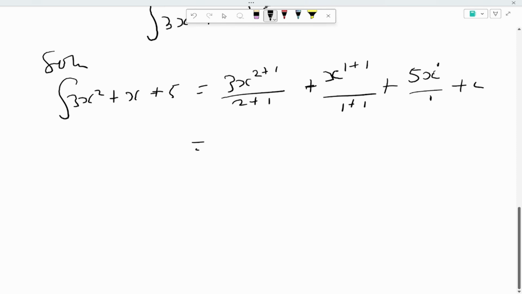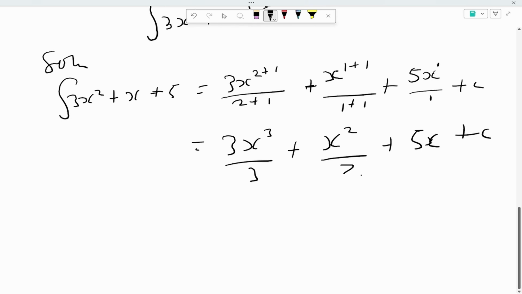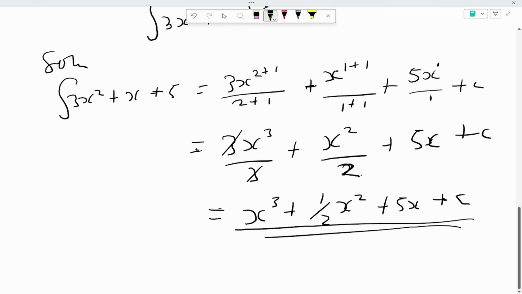You understand? So at the end of the day, you have 3x raised to power 3 all over 3 plus x raised to power 2 all over 2 plus 5x plus c. Okay, this is what you get. So from here, it is quite simple. 3 will take away 3. So what you have now is x raised to power 3 plus 1 over 2 x raised to power 2 plus 5x plus c. And we are done. It's as simple as that.